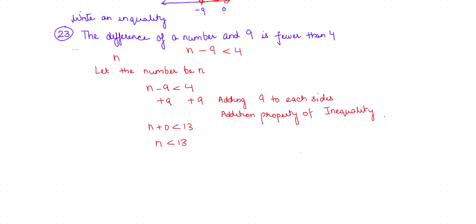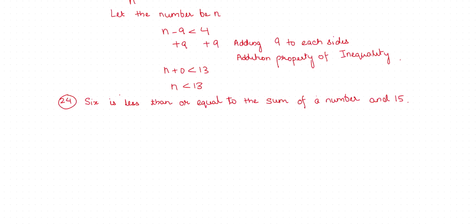Let's do one more problem. Question 24 is 6 is less than or equal to the sum of a number and 15. So let the number be n. So 6 is less than or equal to the sum of a number n plus 15. Now we have to solve this.